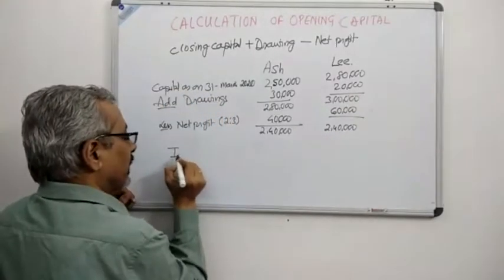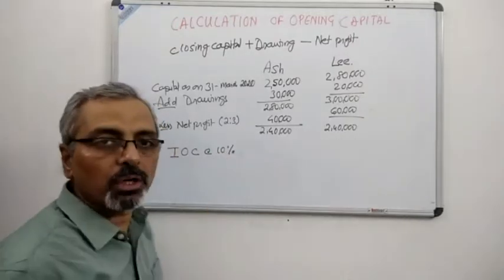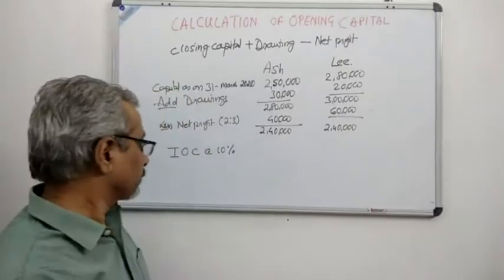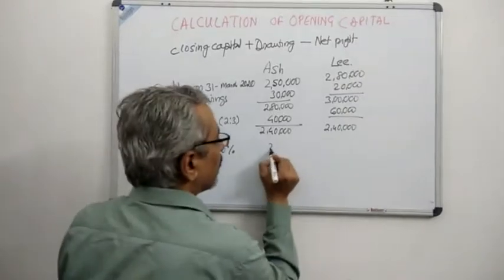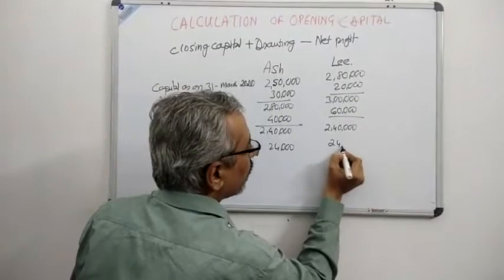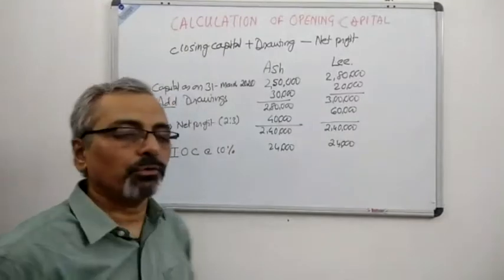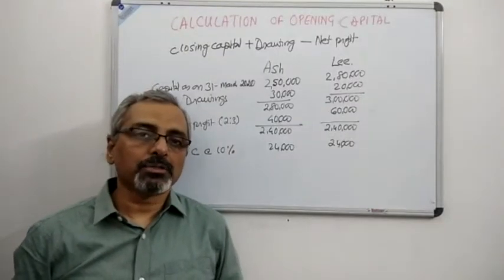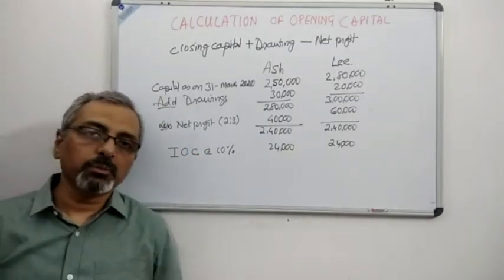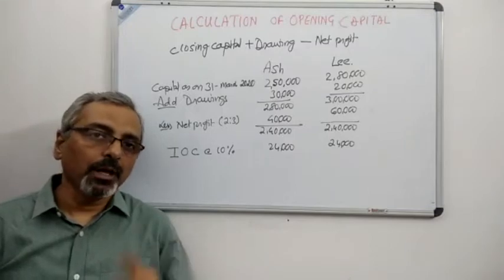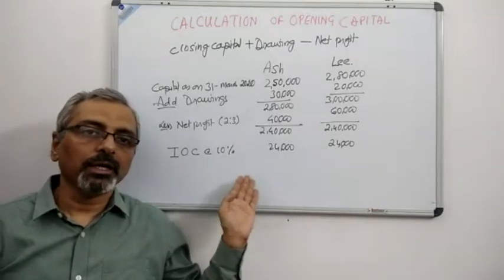Now, what information has been provided? Interest on capital at 10% was missing. It was not taken into consideration. So we find 10% interest on capital, and you can see that interest on capital comes to 24,000 for both partners, because both partners have the opening capital of 2,40,000, and 10% of 2,40,000 is 24,000 each. So we have calculated the interest on capital, but first we calculated the opening capital, because that is imperative. Without that, we cannot calculate the interest on capital.